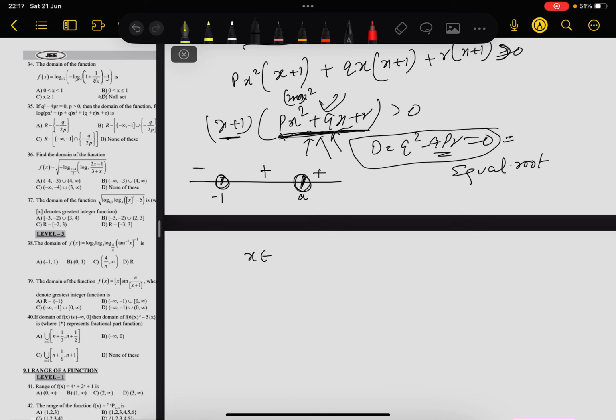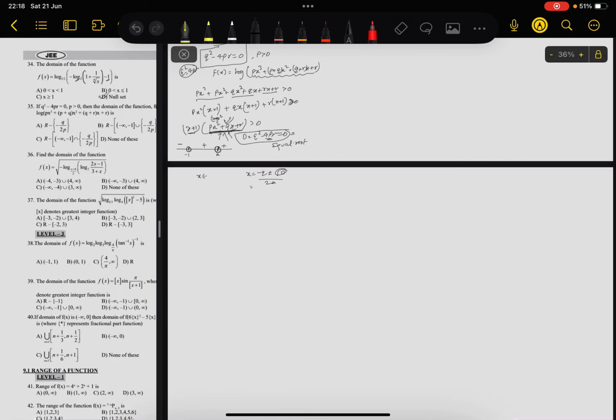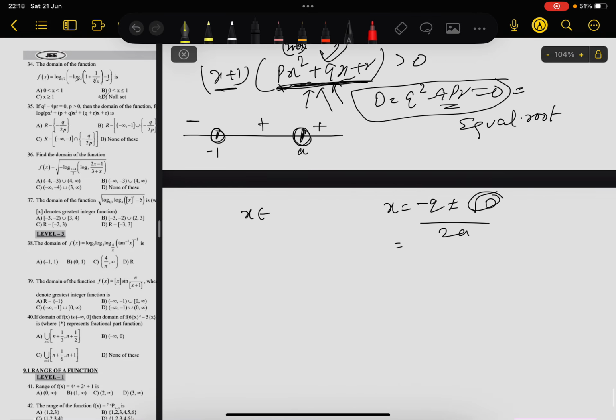We can find out easily just using the formula. So the root is minus q plus minus root d, d is 0, divided by 2a. So that is equals to minus q by 2a. So this one is also not acceptable, this is minus q by 2a.